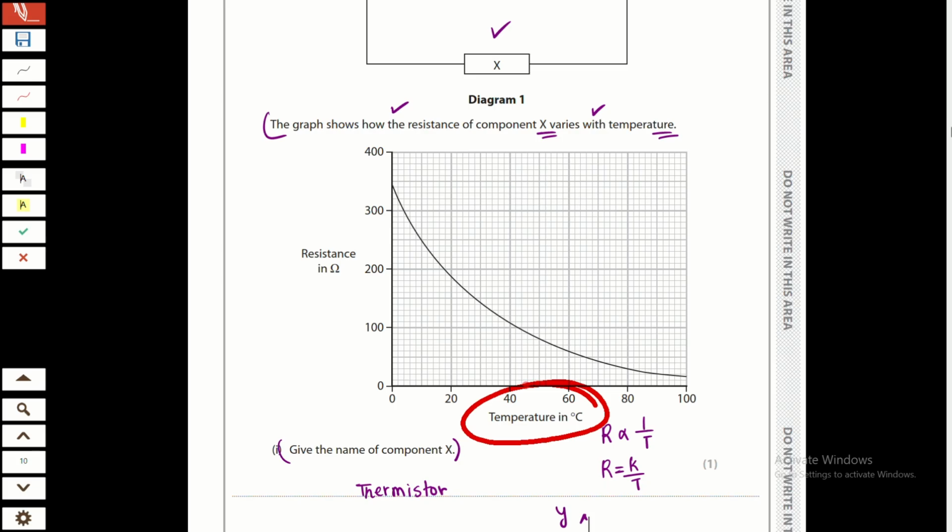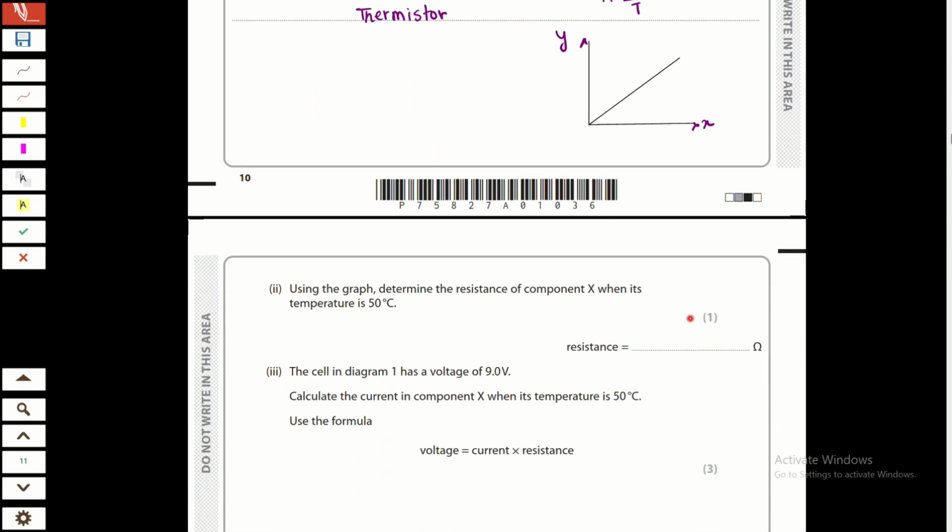Another way you can deduce that these two variables are inversely related is to take two sets of values from the graph and multiply them, and you will see that there is a constant value. So that will also indicate that these two variables are inversely proportional. All right. So we are done with this one.